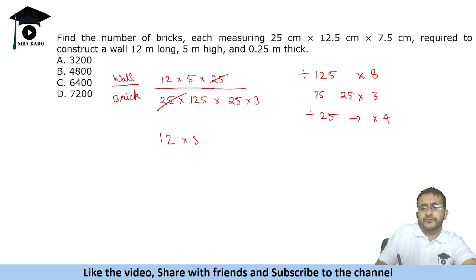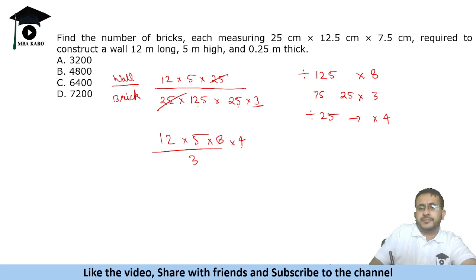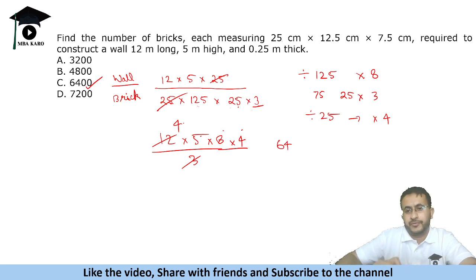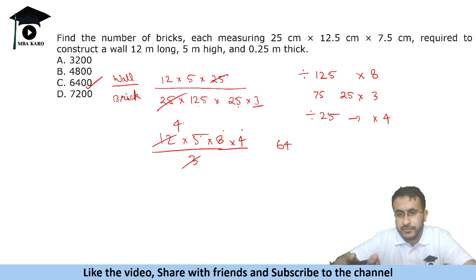2 into 12 into 5. In the denominator we will keep 3 because this 3 will remain. 125 was our division, then multiply by 8. This is division, multiply by 4. Okay, so this is 4 times 4, 5, 20, 20 and 32. 32 into 2, 64. So 64, answer is 640. 6400.